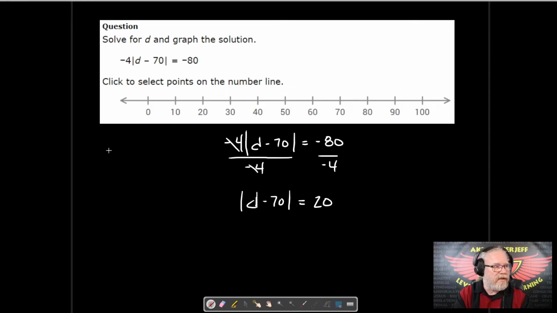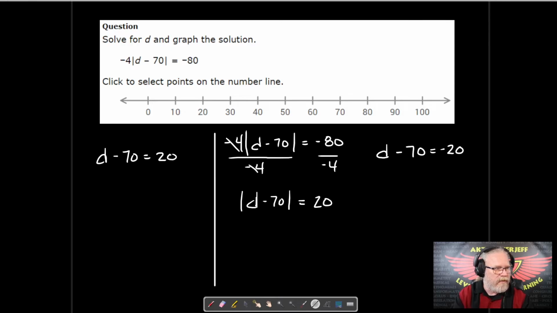So let's go ahead and set up our two different equations. d minus 70 equals a positive 20, and on the other side, d minus 70, and I want that to equal a negative 20 over there. And again, go ahead and separate this off nice and neat with a couple lines to keep our work separated there. And then let's add 70.